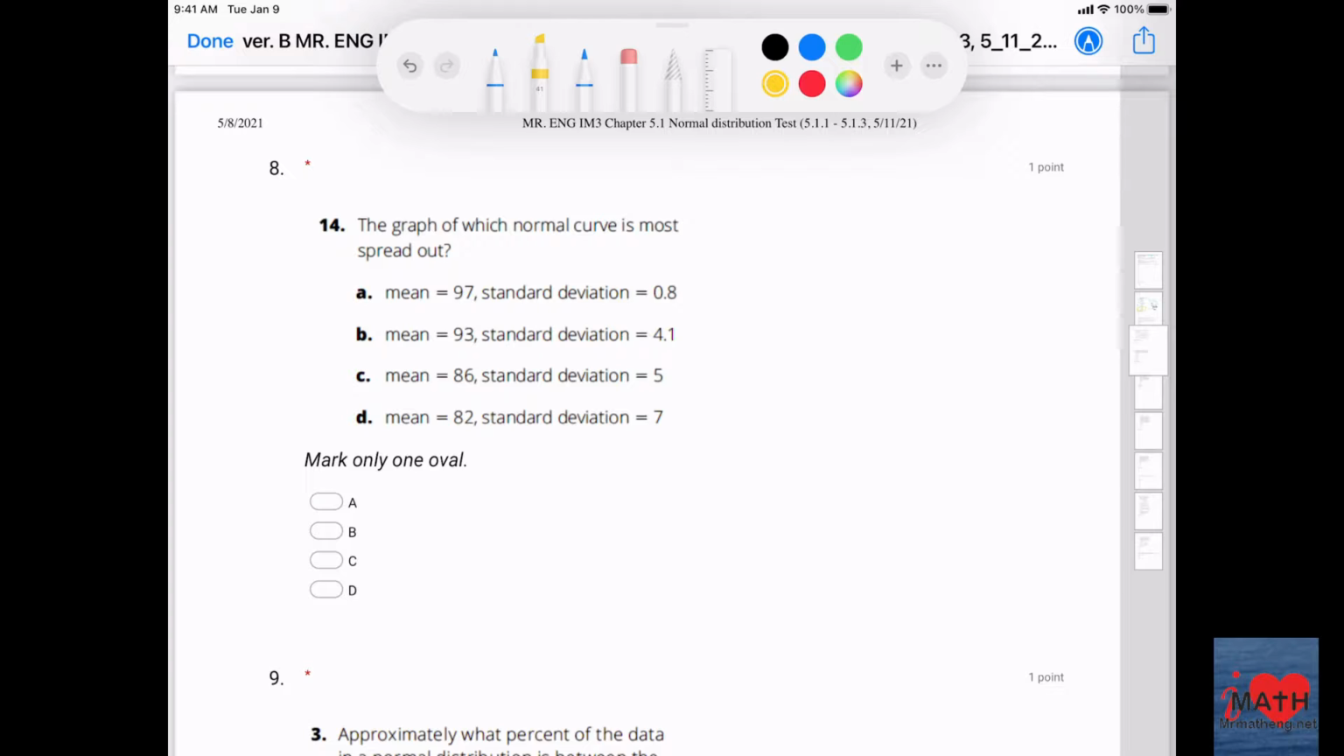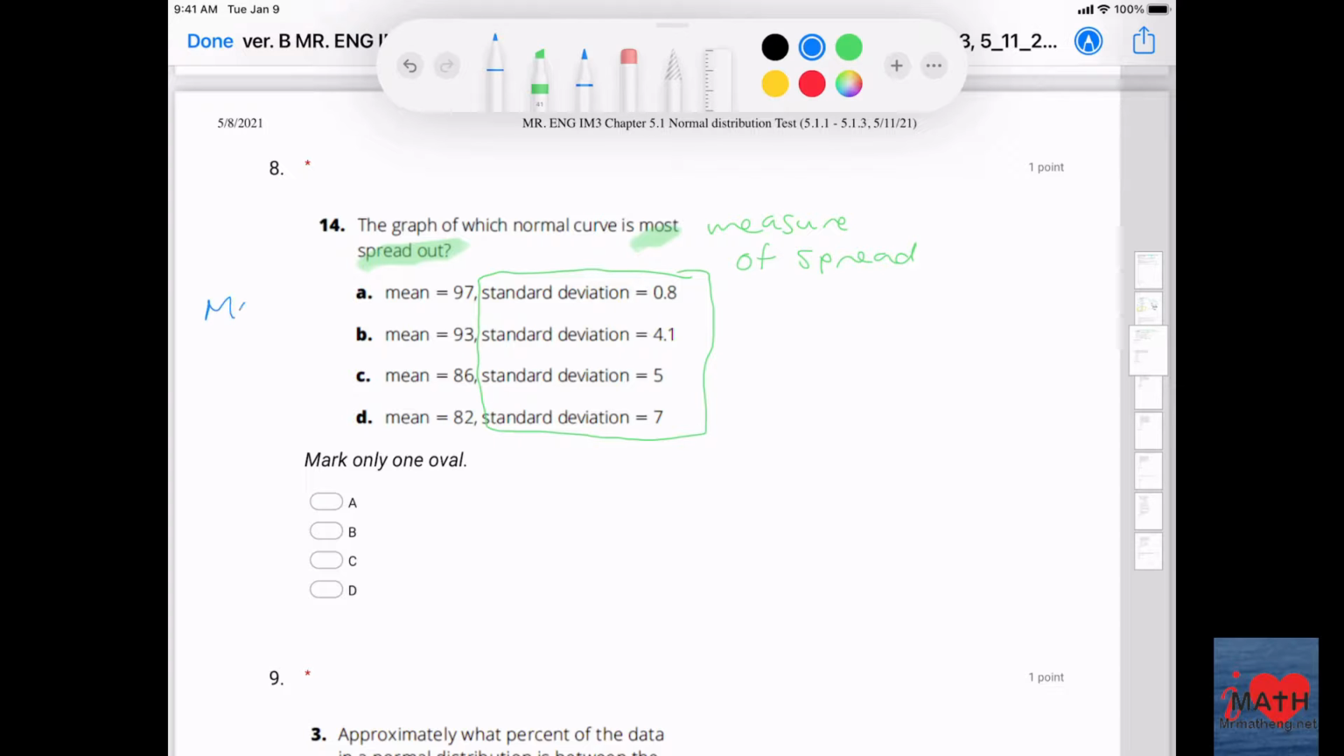All right, question number 14. The graph of which normal curve is most spread out? Spread out is a measure of spread. And spread is actually the standard deviation.